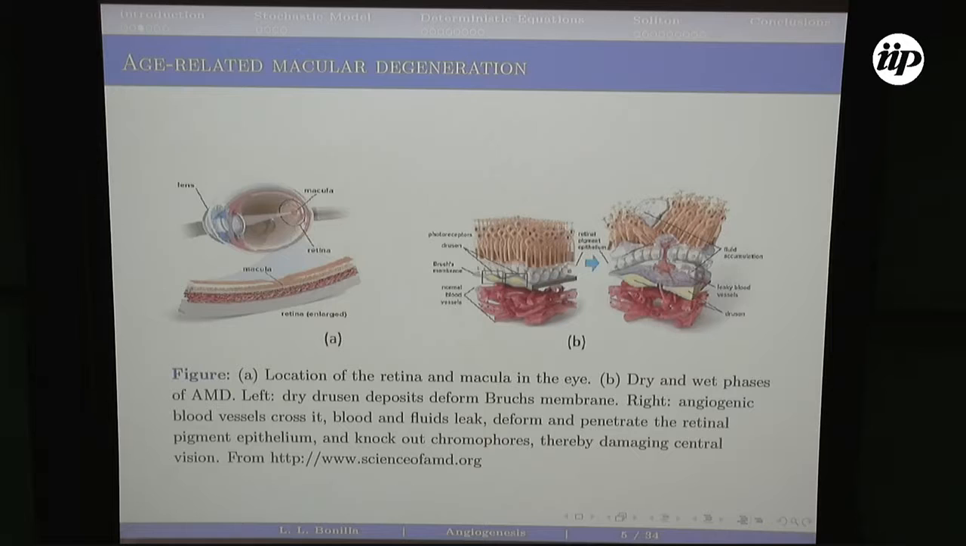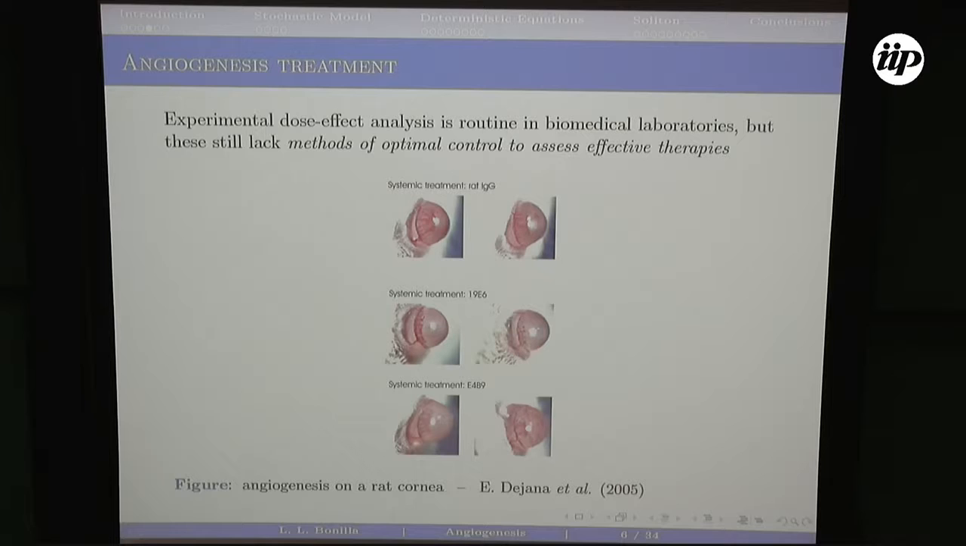You know, a lot of this research is done empirically. So for instance, if you try to treat with anti-angiogenic substances, well, animal experimentation, this is rat cornea. So you put some pellet of angiogenic substances, release it, and you see how the vascularity reaches that. Then you try different drugs and see which ones do better.